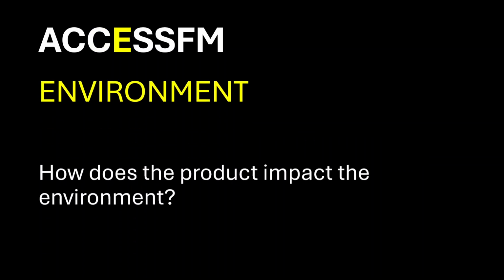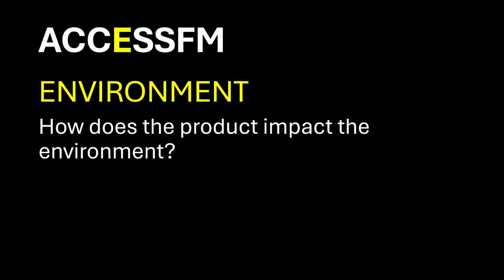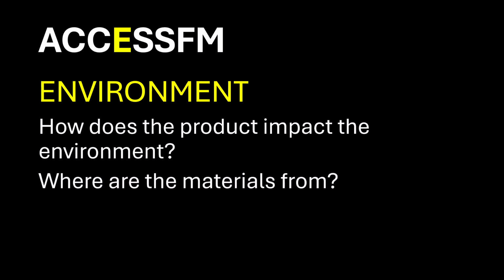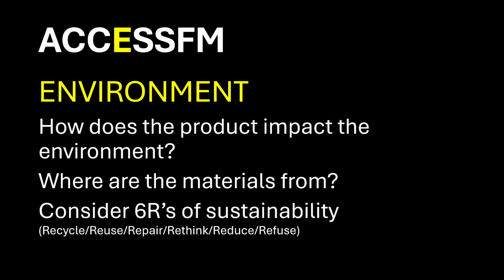Moving on to E, the environment. Now, this one's a lot more challenging. So how does the product impact the environment? So what is your product made from, and where are those materials commonly found? And what is the possible impact it has on the environment? Here, you must consider the 6 R's of sustainability: recycle, reuse, repair, rethink, reduce, and refuse. Make sure you cover those.